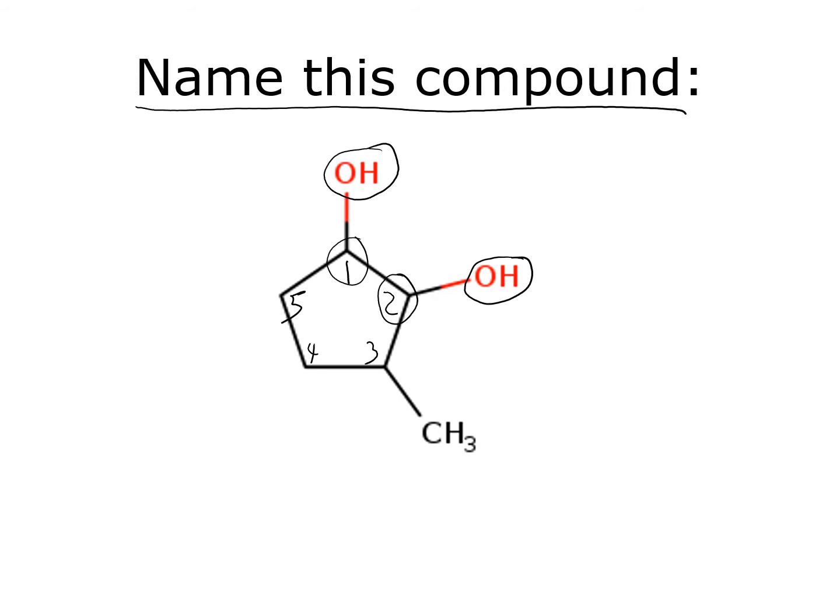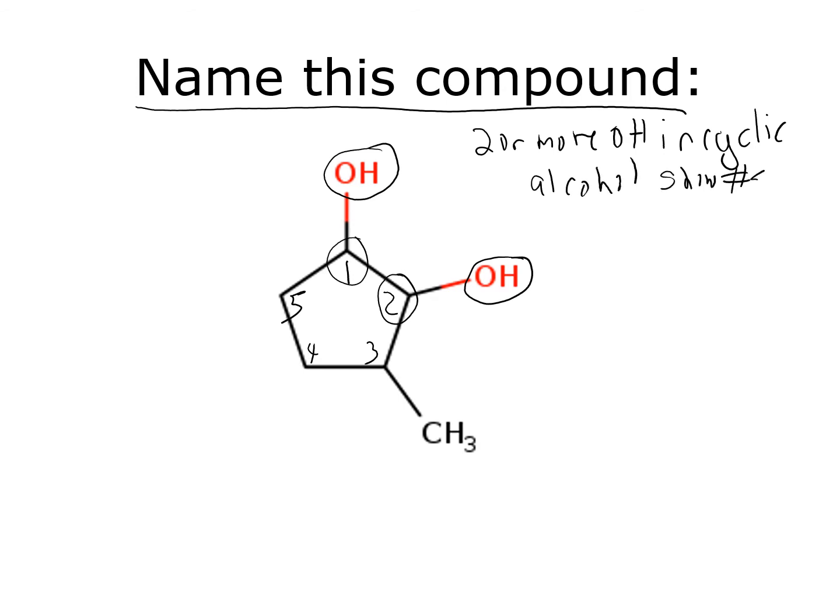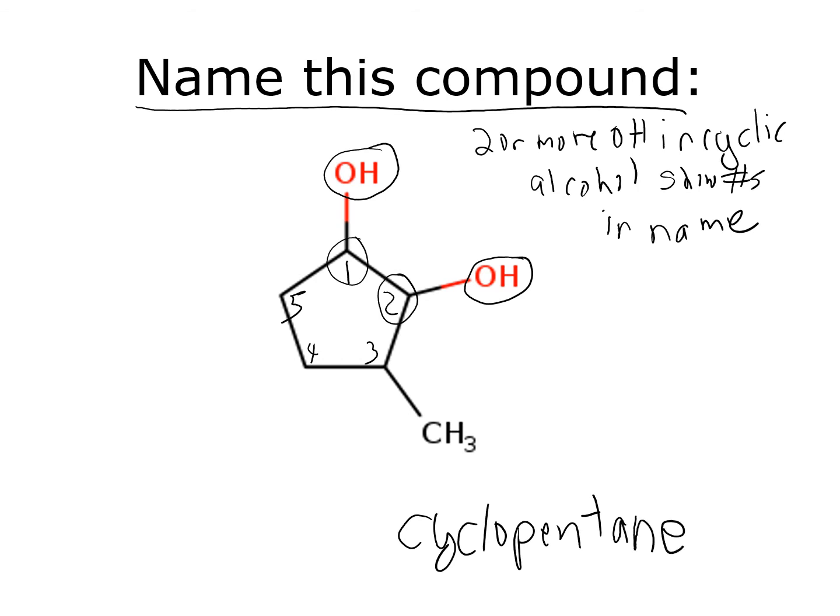So remember, if there are 2 or more hydroxyl groups in a cyclic alcohol, you need to show numbers in the name. So 5 carbons in a ring is cyclopentane. And because we have two or more hydroxyl groups, we leave the E and we add the ending diol to represent that there's two hydroxyls. And the location of my hydroxyls are at carbons 1 and 2.